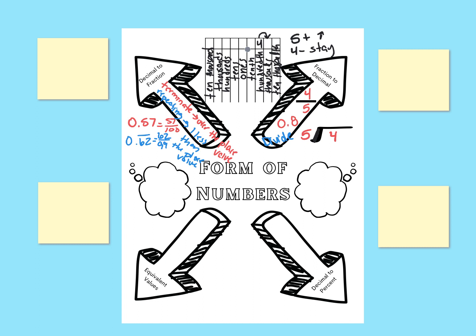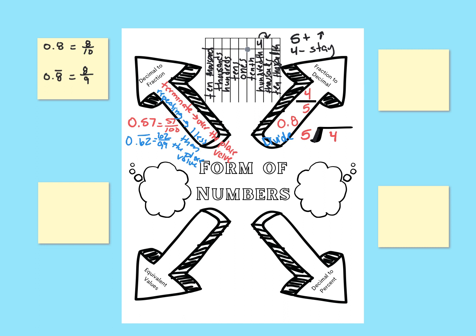And just some extra examples to make sure that we are understanding. So if I have 0.8, the 8 is in the tenths place, so it'd be 8 over 10. Or if I had a 0.8 repeating, the 8 is in the tenths place, so it'd be 8 over, with the repeating, it's 1 less than the place value, so 1 less than 10 is 9.